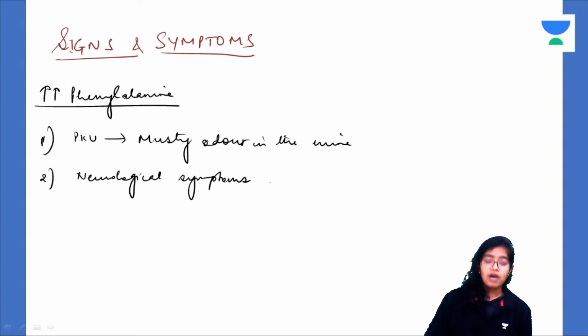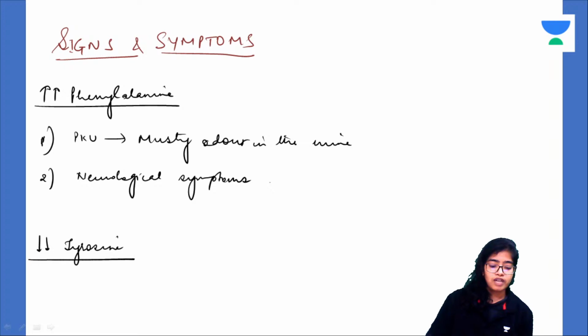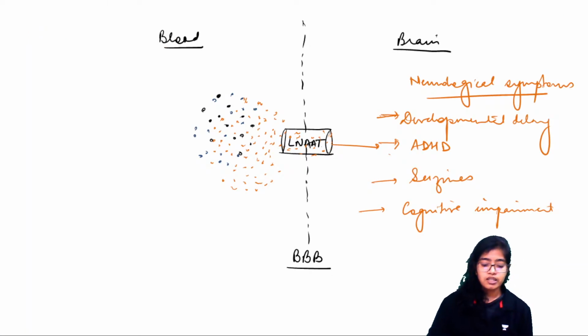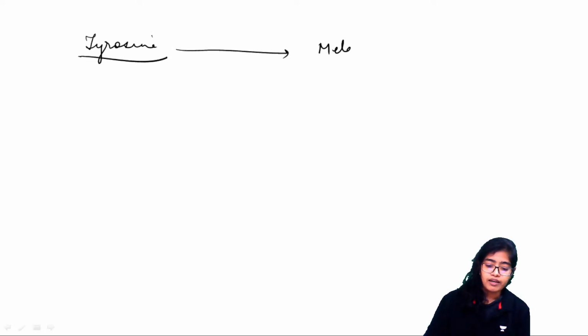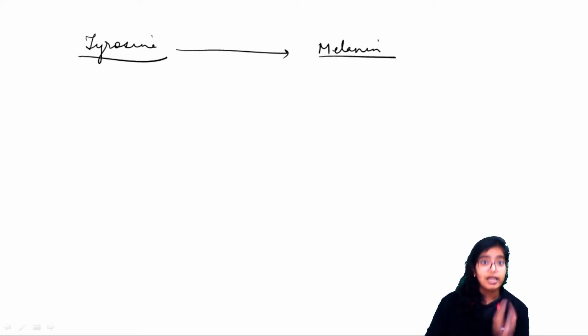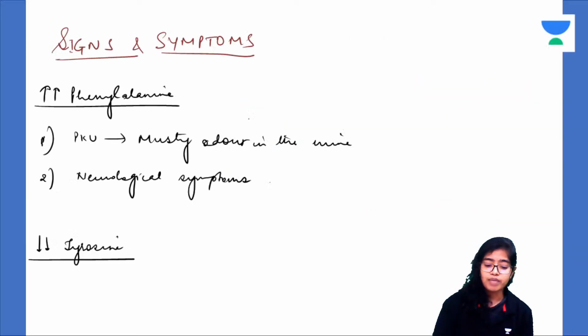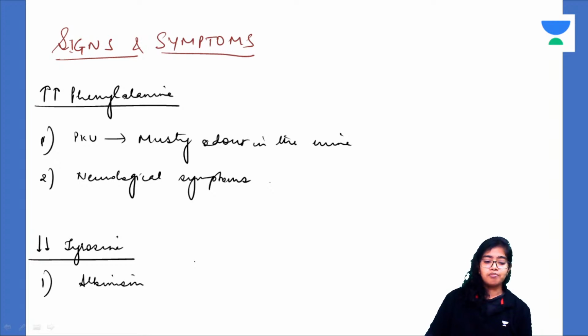Okay. Now, next is due to deficiency of tyrosine. Now, tyrosine is needed for what? Tyrosine in our body gets converted to melanin. Melanin is the pigment that gives the hair and the skin their color. So, if tyrosine is deficient, melanin will also be deficient. Deficiency of melanin is going to cause albinism. Understood? So, these are the symptoms that are present in phenylketonuria.